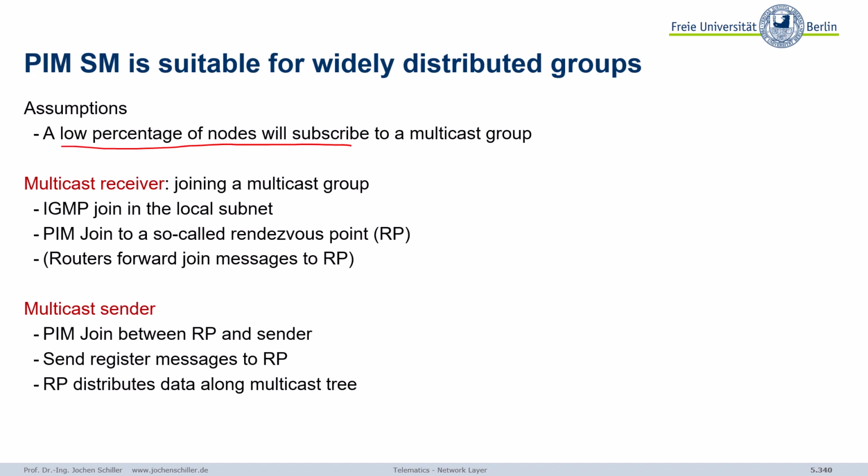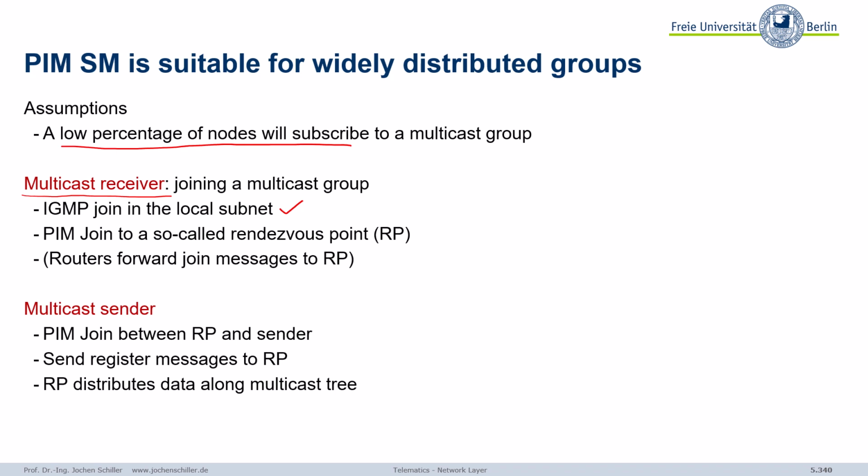So what do we have? We have many so-called multicast receivers, and they want to join a multicast group. We use IGMP to join the local subnet. I've explained this already. And what is new are now our rendezvous points, RP, and they use a protocol element called PIM join, to join this tree that we want to create. And the routers forward the join message to this rendezvous point, as I will explain with several examples.